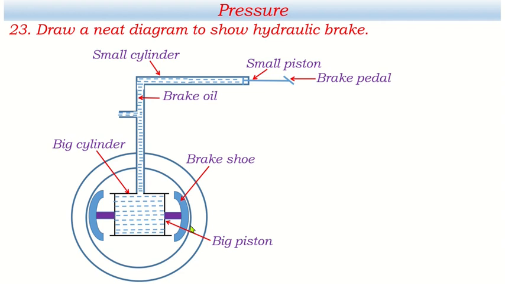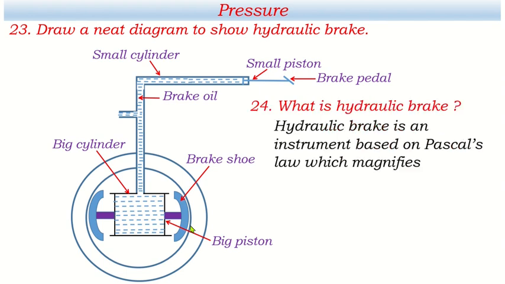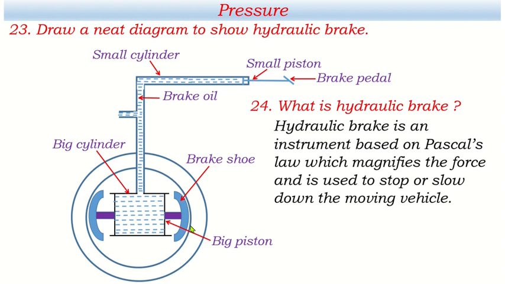the hydraulic brake works. This is the diagram, but if you are told to write about the hydraulic brake, what is a hydraulic brake? You can say it this way: a hydraulic brake is an instrument based on Pascal's law which magnifies the force and is used to stop or slow down a moving vehicle. I told you about different hydraulic machines: hydraulic lift, hydraulic brake, hydraulic jack, and hydraulic press.